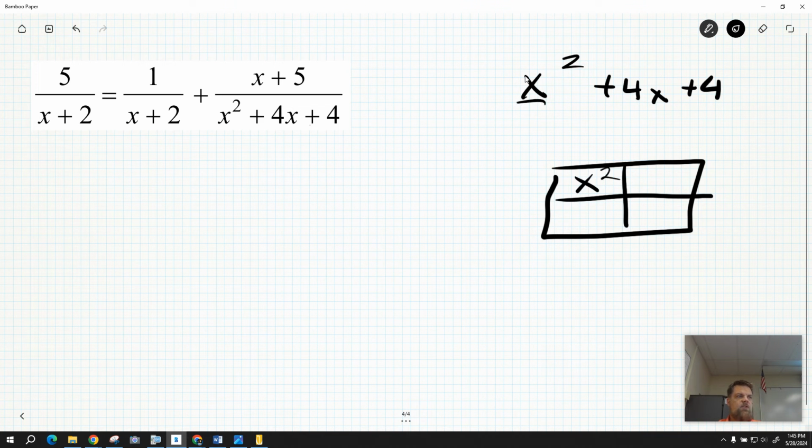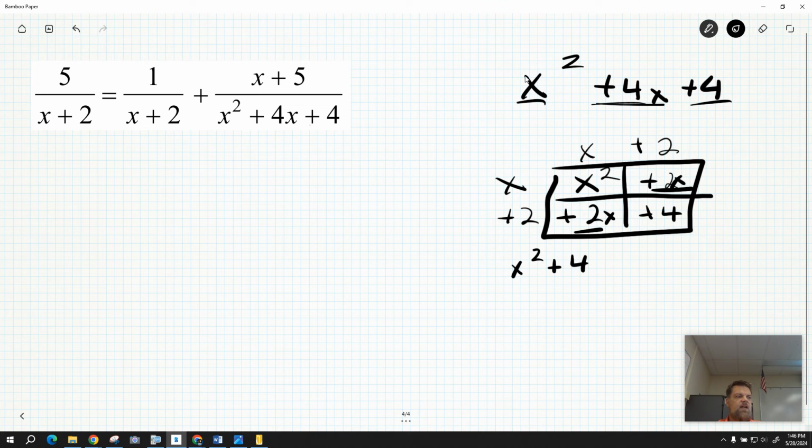So I start with the first term, and I end up with the last term, and I think, what are two numbers that when I multiply them together I get 4, but when I add them together I get 4? Well, that's just positive 2, and that's just positive 2. Because 2 times x is positive 2x, and this 2 times this x is positive 2x, and 2x plus 2x equals my 4x. So really, x squared plus 4x plus 4 is equal to x plus 2 squared.